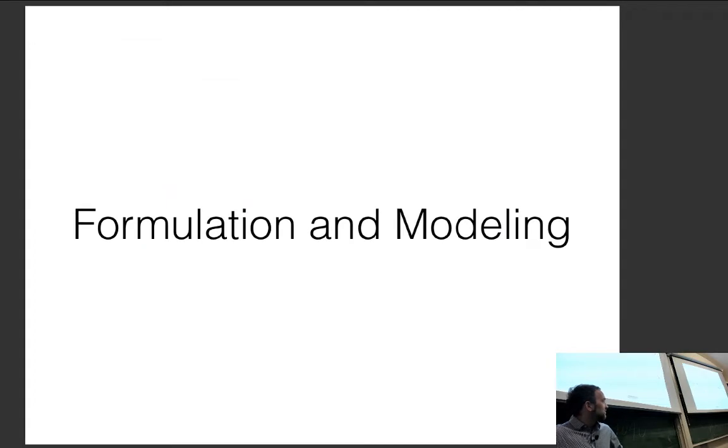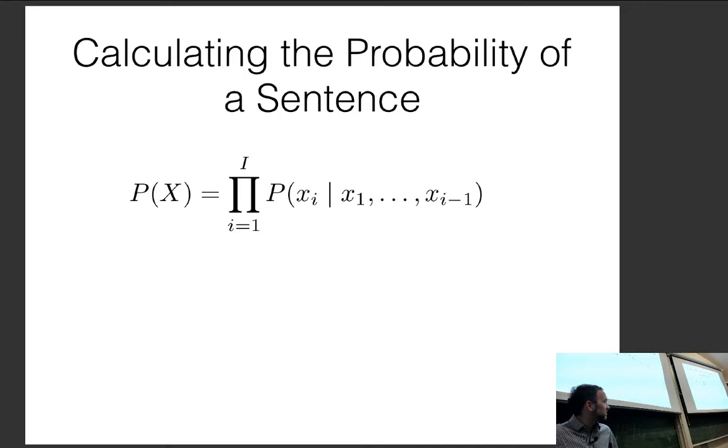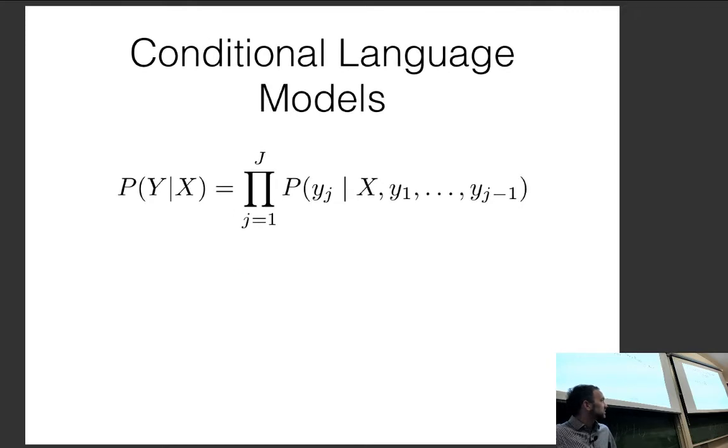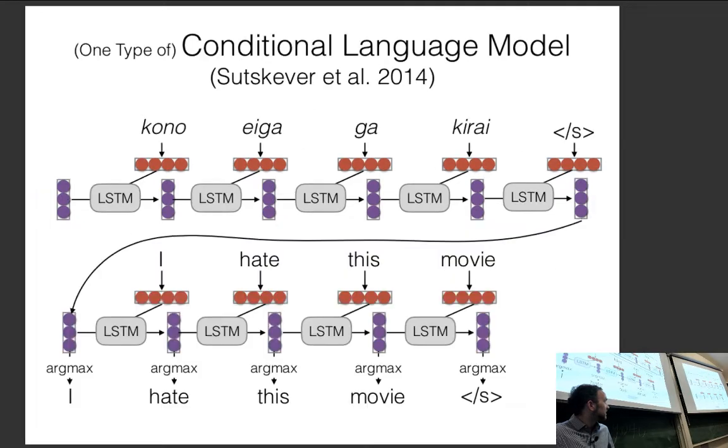Okay, so formulation and modeling. When we calculate the probability of a sentence, like we've done before, we step through the sentence one by one and predict the next word given the context. But conditional language models predict the next word with the addition of some other added context in addition to the sentence itself. One type of language model that we've talked about is an RNN-based language model, maybe an LSTM-based language model, where you step through the sentence one at a time.